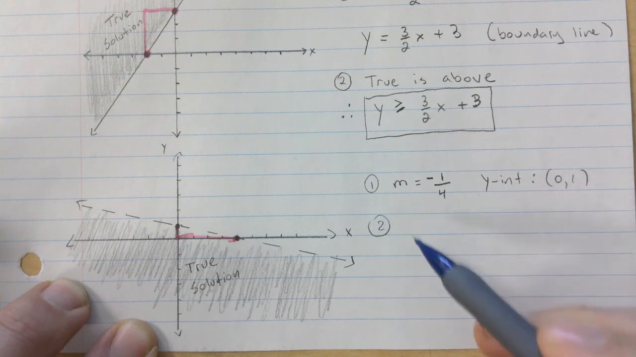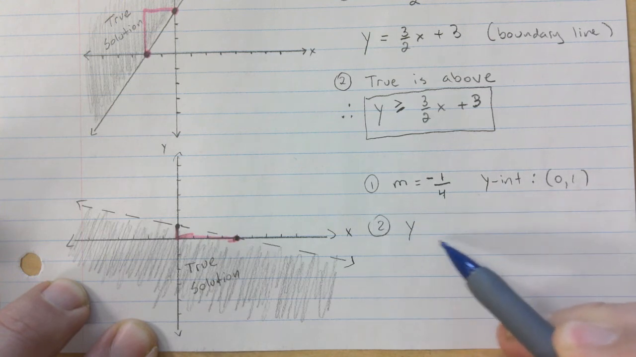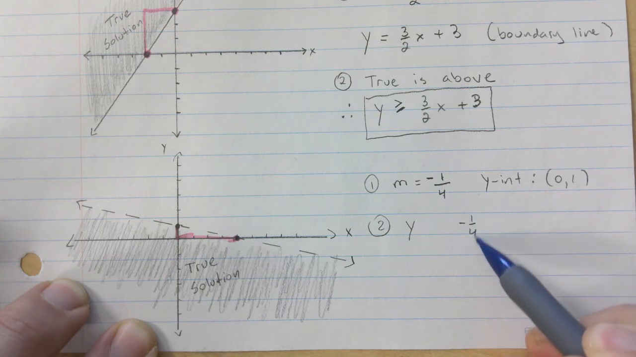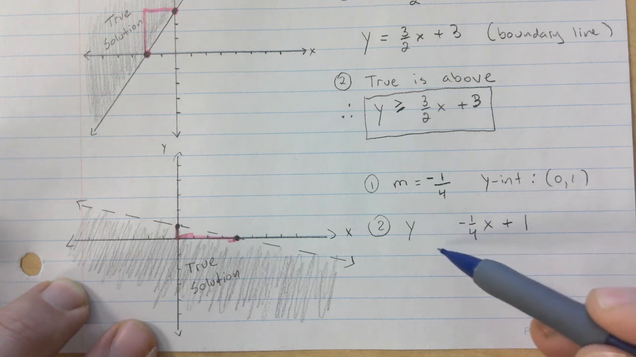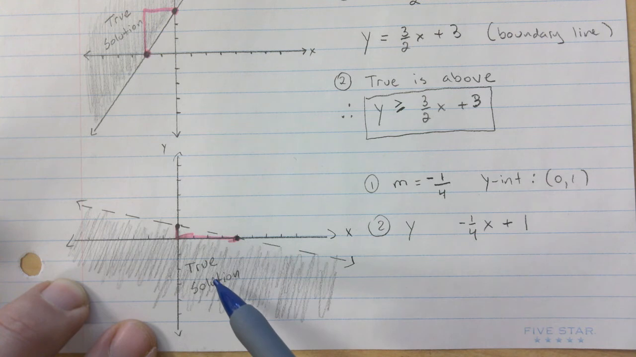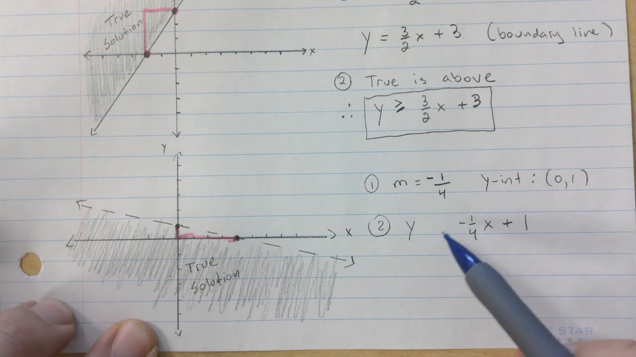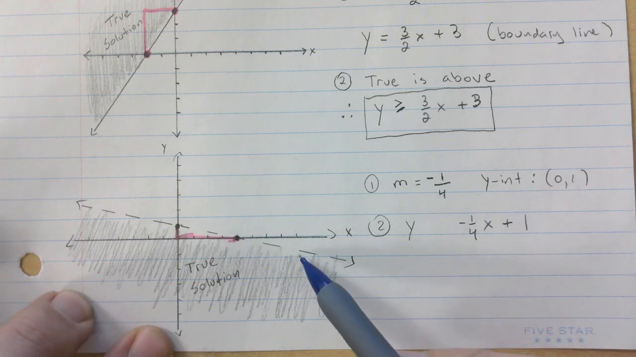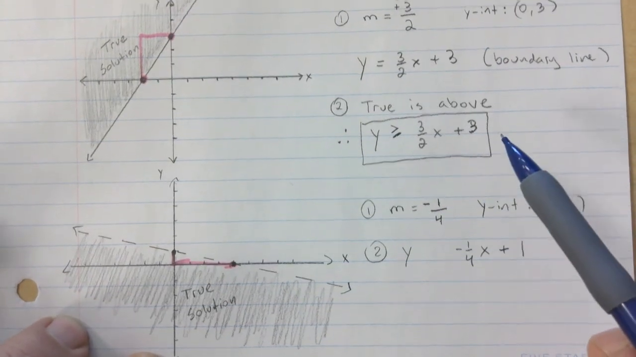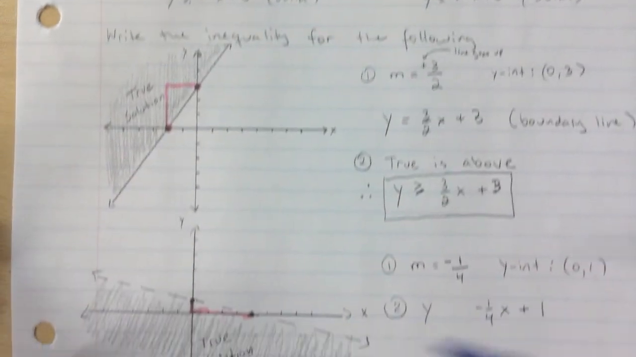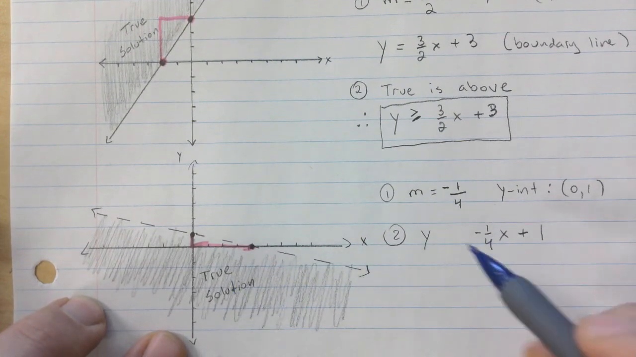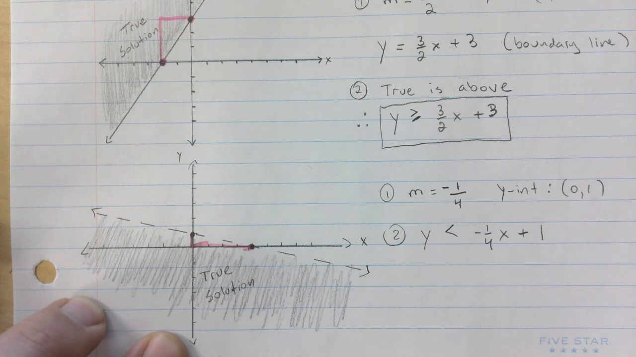So for the second step, all I'm going to do is this. y, I'm going to leave this blank for now, -1/4 x plus 1. You fill this in by looking at the line. So two things you need to remember. This takes care of the solution region and whether or not the line is dashed or solid. Since it's a dashed line, it's going to be one of these here. So we know that the true region is below the line, so it's going to have to be y is less than, and you're done.